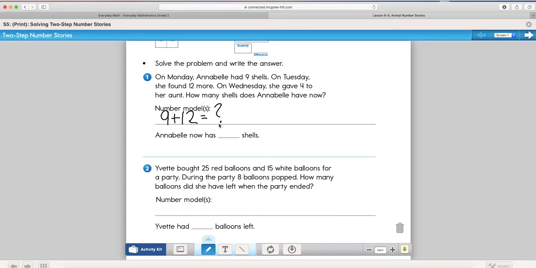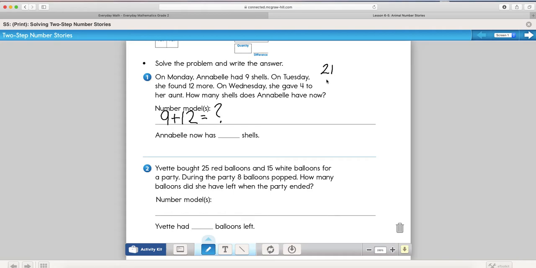I'm going to think like 21. All right, so on Monday and Tuesday, she found 9 shells and 12 more shells. So, Angelina, how many shells did she end up finding on those 2 days? 21. 21 shells, okay? So far, between Monday and Tuesday, she has 21 shells.